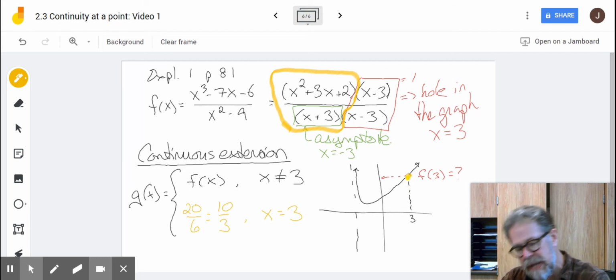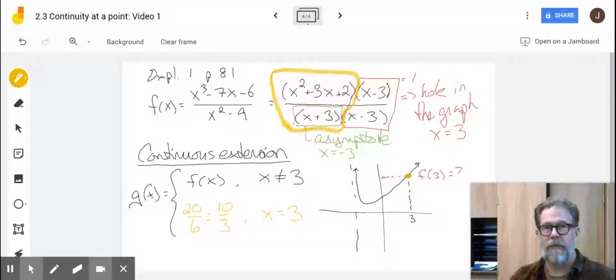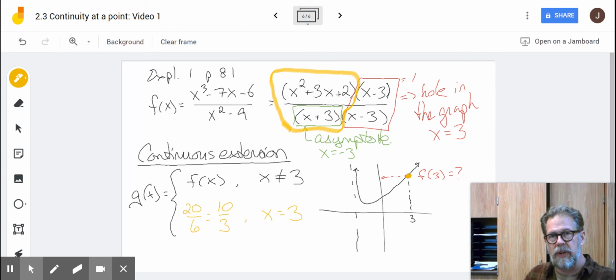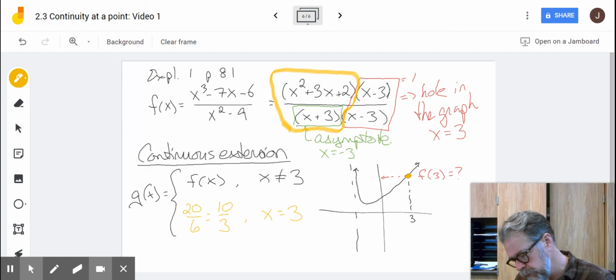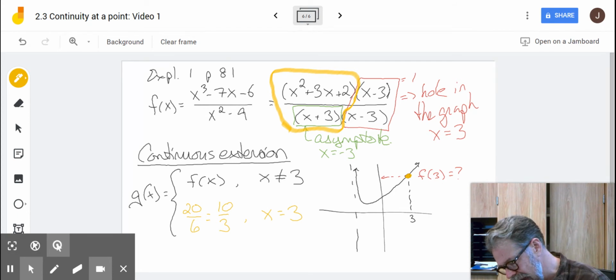And I've now made this a continuous function by defining the piecewise function as f of x everywhere except right there at the hole, and I'll make it equal to 10 thirds right there because I need a continuous function for something. Okay, so there you go on that.